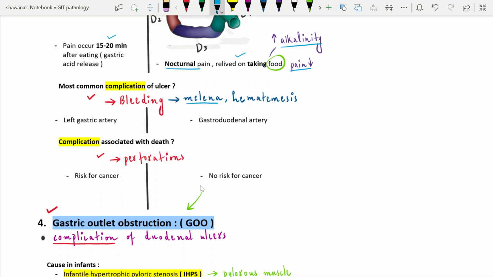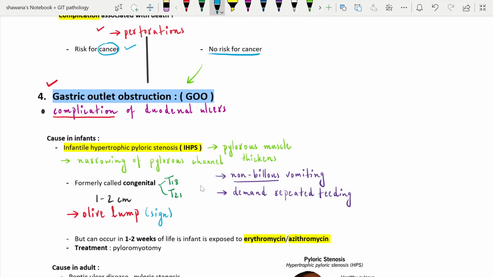Perforations mean that there are some sort of holes present in the tissue of the ulcer, and in case of gastric ulcer, there can be the risk of cancers. Cancers can be developed from the gastric ulcers, but in case of duodenal ulcers, which are a type of peptic ulcer disease, there is no risk for cancer development, right? One of the complications of the duodenal ulcers is the gastric outlet obstruction.